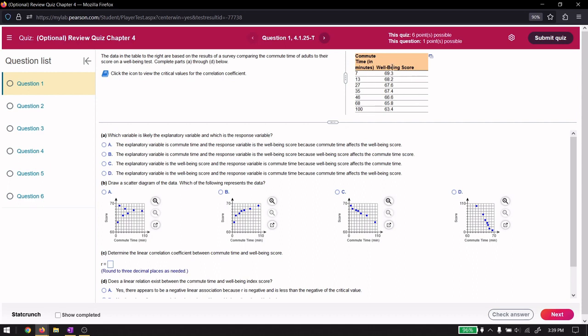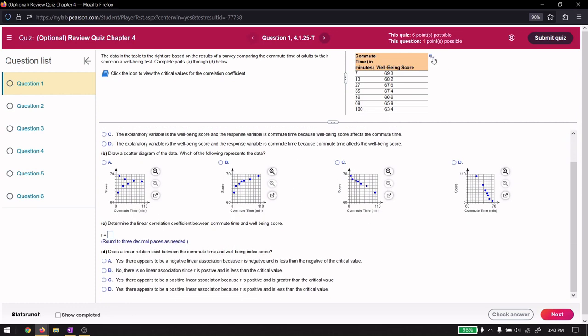So if the well-being score is the explanatory variable, then that means the well-being score will affect the commute time. And though that could be the case, we would expect the commute time, right? This is a time. It's not really affected by anything else besides maybe your choices on where you're living, which could come from the well-being score. But it's reasonable to assume the commute time is going to affect the well-being score in a much more dramatic way than vice versa. So the explanatory variable should be commute time, and the response variable is the well-being score because commute time affects the well-being score.